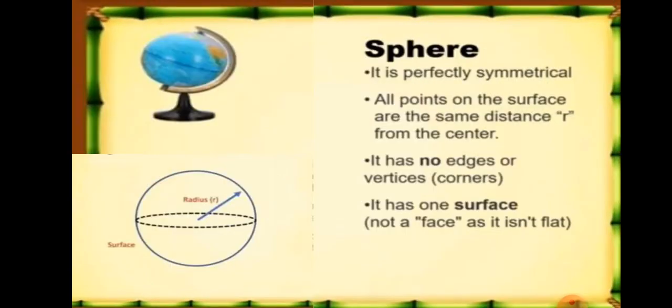The next one is sphere. A sphere is perfectly symmetrical, and all points on the surface are the same distance from the center. It has no edges or vertices, and it has one surface, not a face, as it isn't flat. So the sphere is a solid figure that has no faces, edges, or vertices. This is because it is completely round. It has no flat sides or corners.